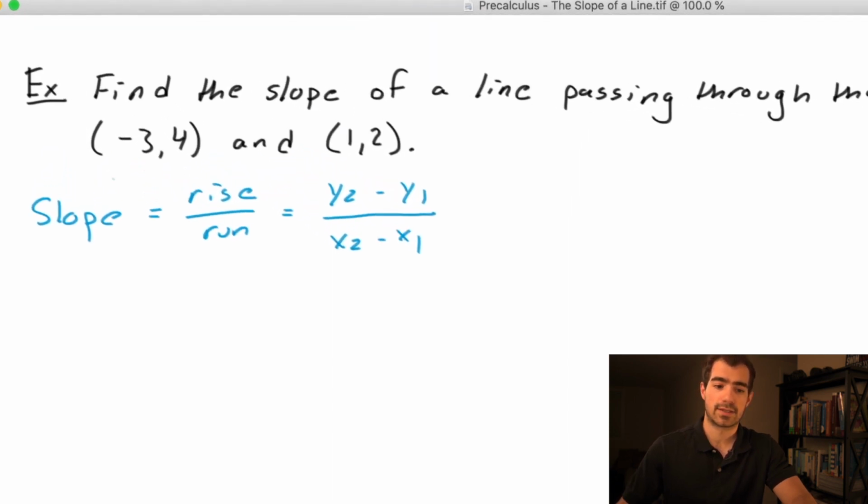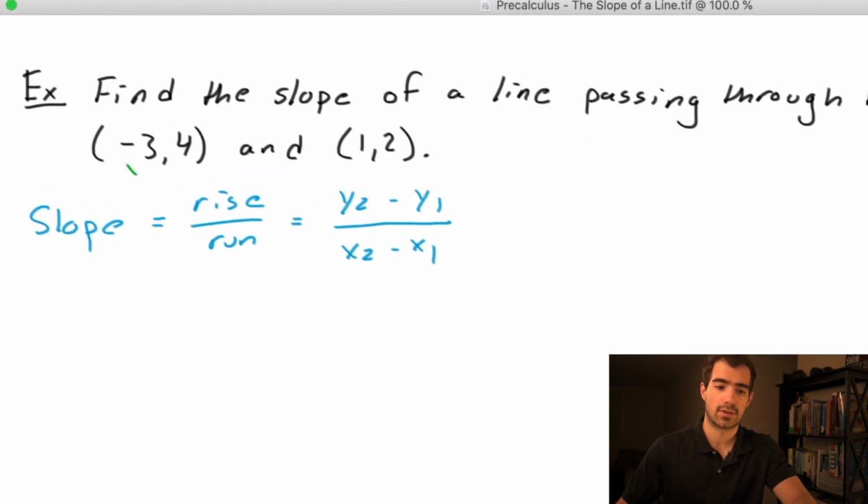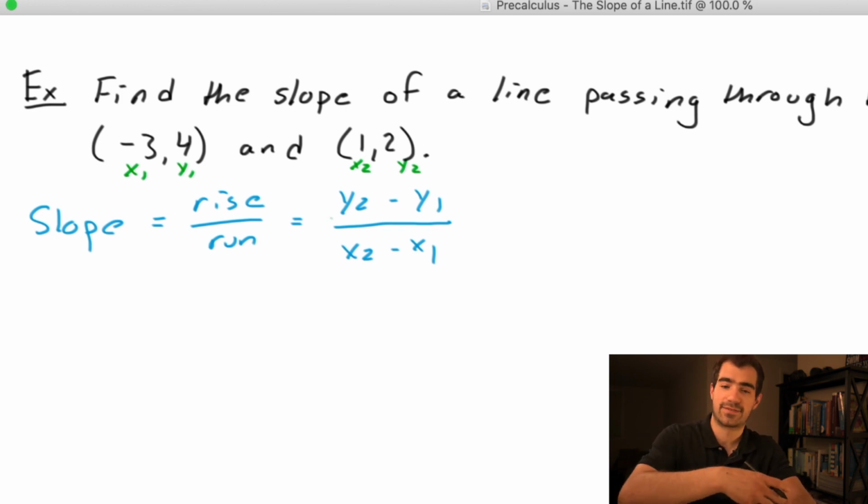So maybe let's pick this one here and call this one x1 and y1, and this one here we'll call x2 and y2. Now, of course, you might ask, well, why did you pick -3, 4 to be number 1 and 1, 2 to be number 2? What happens if we switched it? There's no need to worry. It actually won't change the answer.